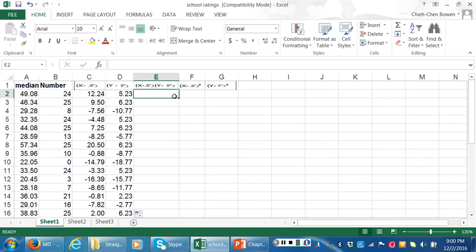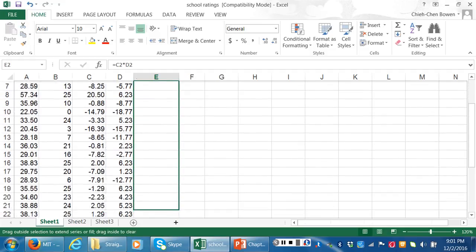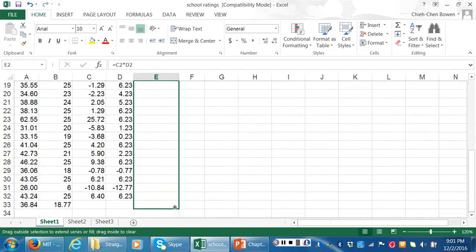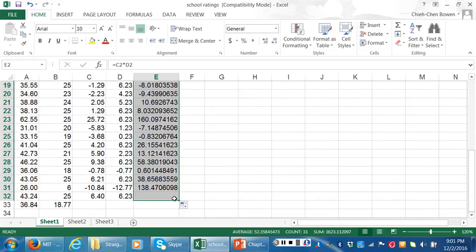The third column here is to calculate your SP. So all we need to do is the first value of x minus x bar times the first value of y minus y bar, and hit enter. And you can drag it all the way down to the last value. Right here is the last value. It has a lot of places after the decimal.